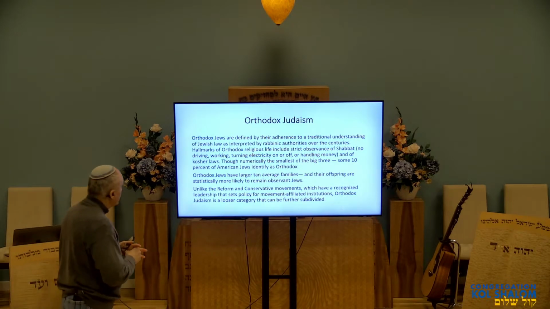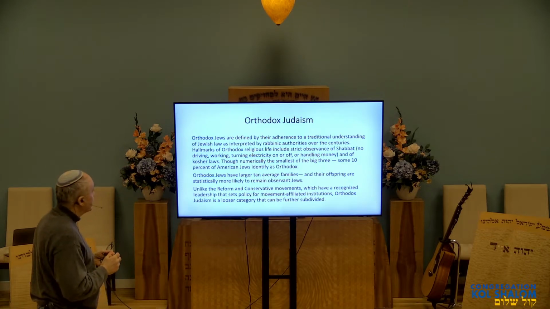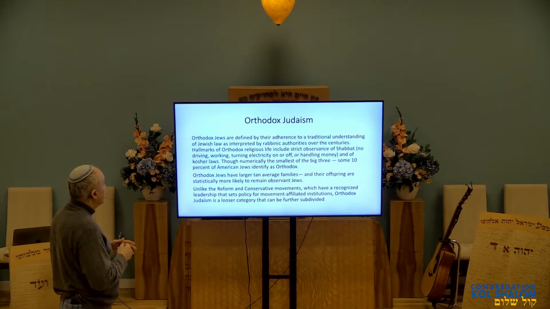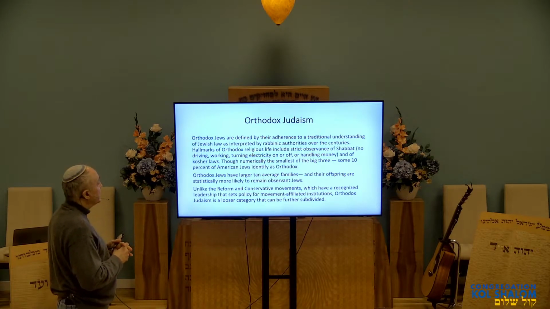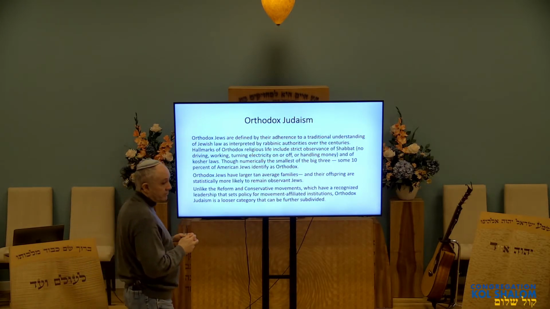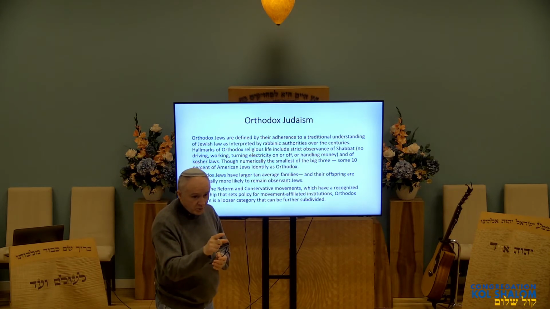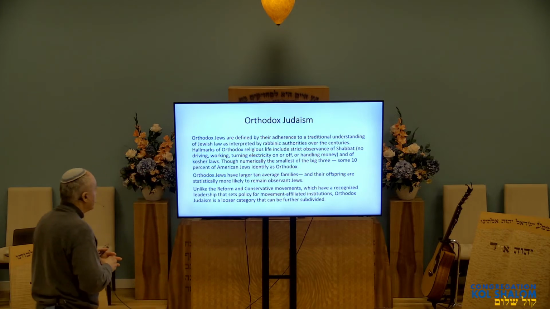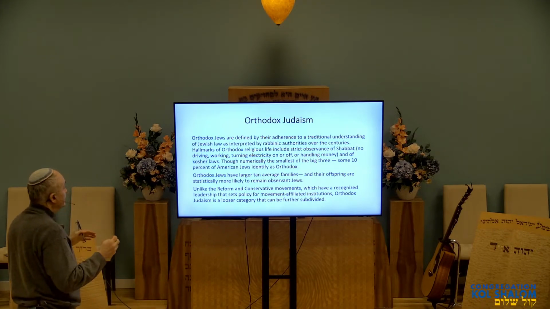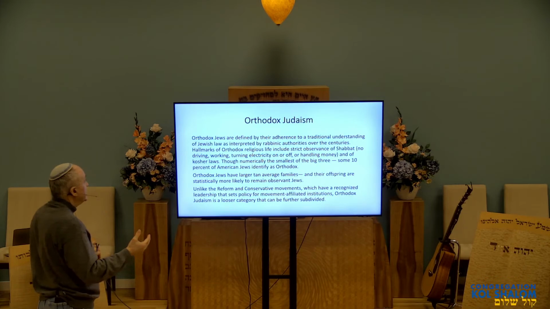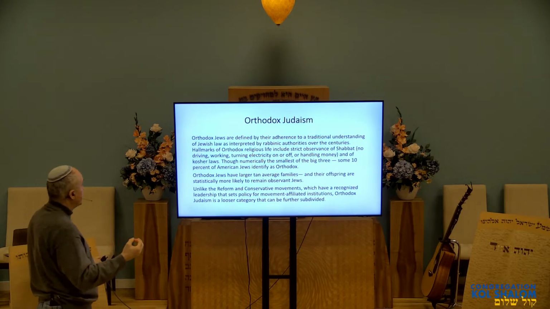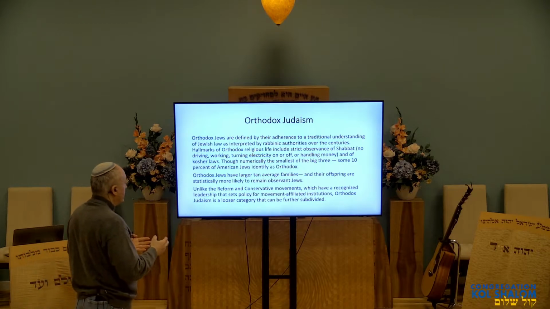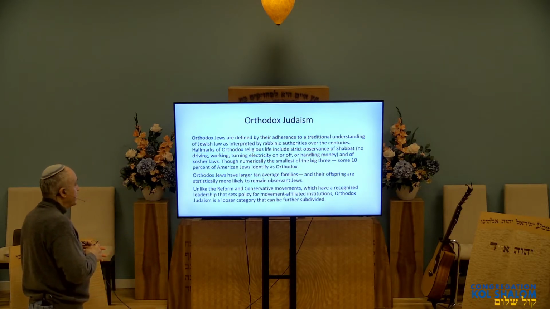Orthodox Judaism. Orthodox Jews are defined by their adherence to a traditional understanding of Jewish law as interpreted by rabbinical authorities over the centuries. Not you and you and you and me, just the rabbinical authorities. Hallmarks of Orthodox religious life include strict observance of Shabbat: no driving, no working, turning electricity on or off, or handling money.